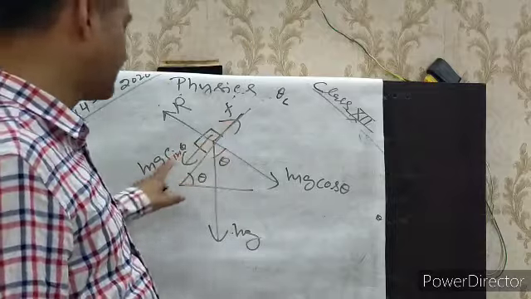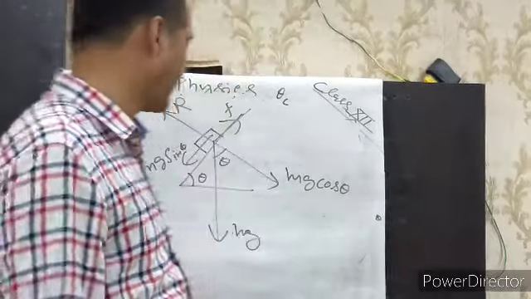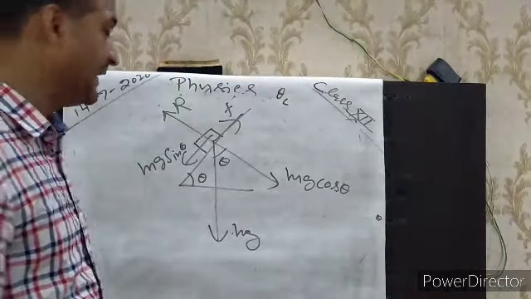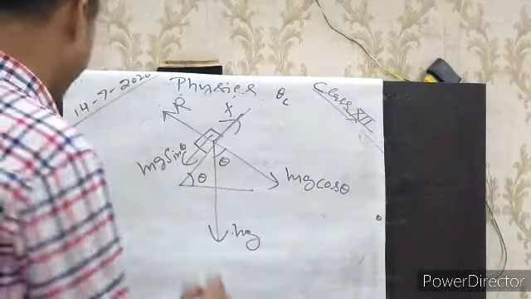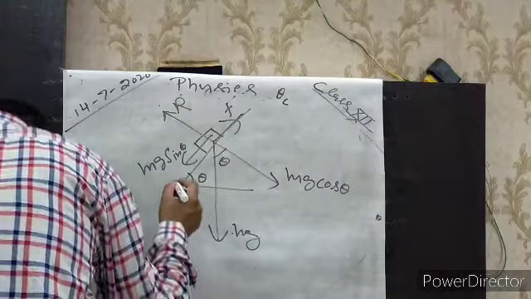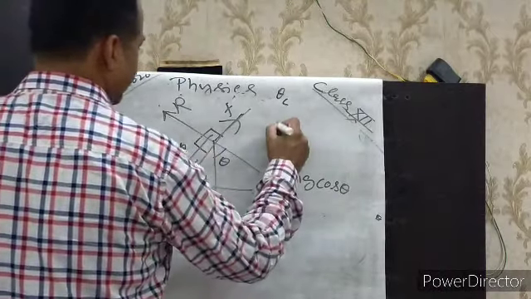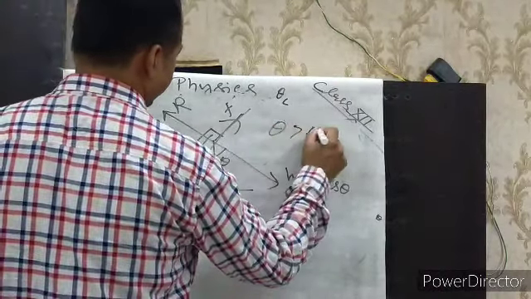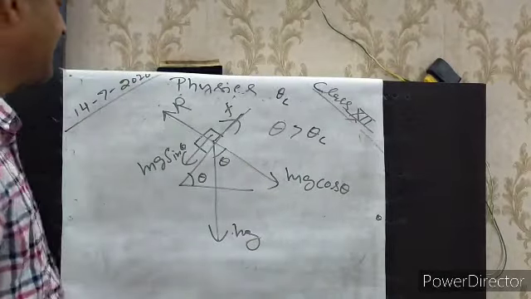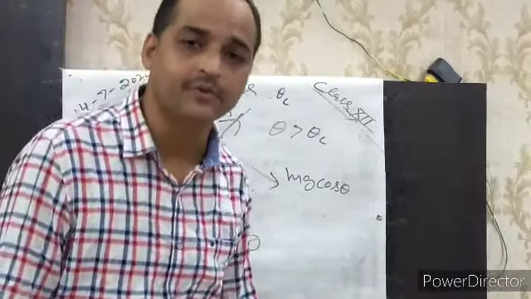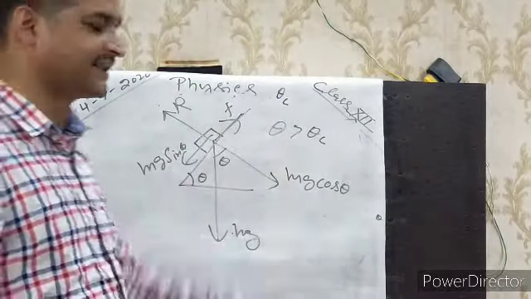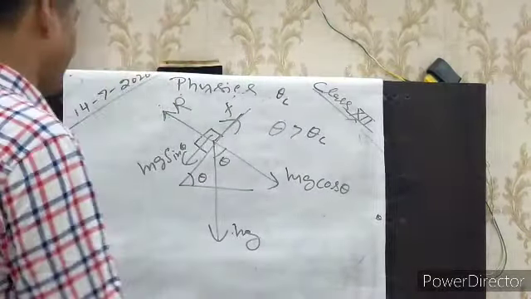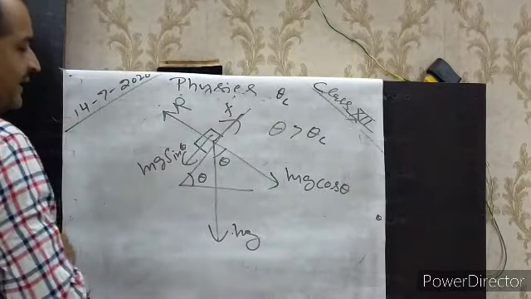If this friction force is equal to mg sin theta, then the body will not move. Or if theta is less than theta c, then the body will not move. In this case we are taking theta greater than theta c. What is the first case? If the body is moving due to its own weight and theta is greater than theta c, then the body will move in the downward direction.